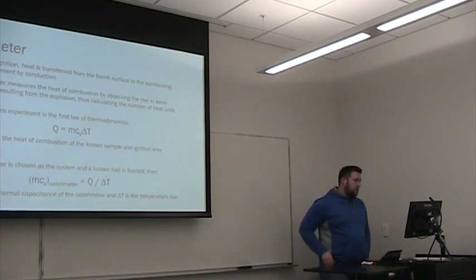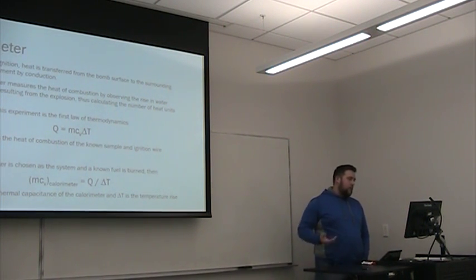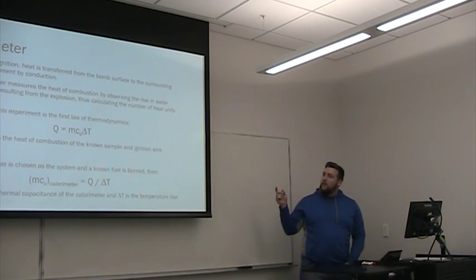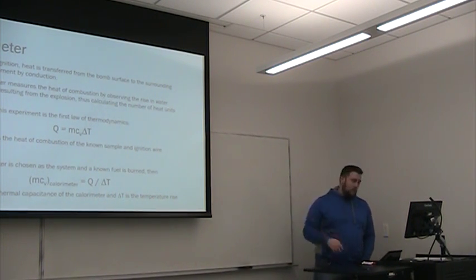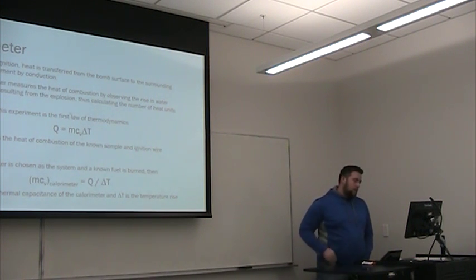Some of the theory behind the calorimeter: upon bomb ignition, the heat is transferred from the bomb to the water by conduction. The calorimeter device measures the heat of combustion by observing the rise in water temperature and then calculating the number of heat units that were liberated from the explosion. The basis of this experiment is the first law of thermodynamics, which you saw earlier when he presented on it, but this is a derivation of that equation where the heat of combustion is equal to mass times specific heat times the change in temperature.